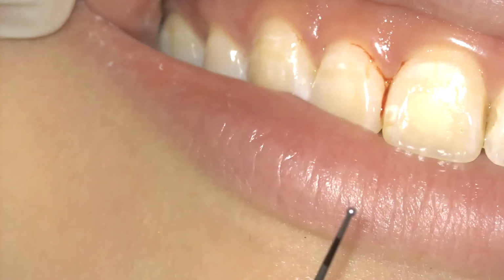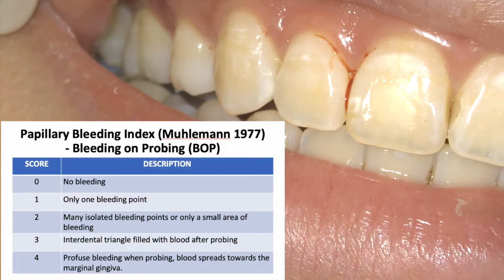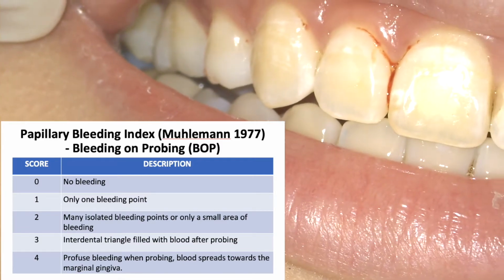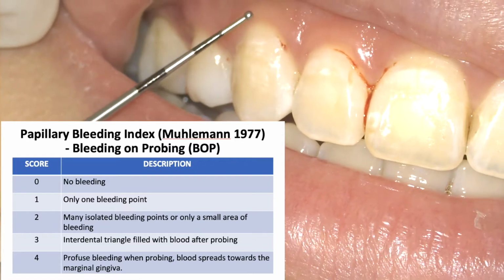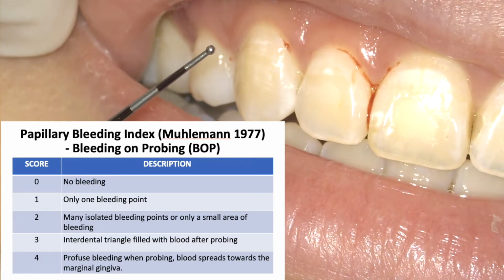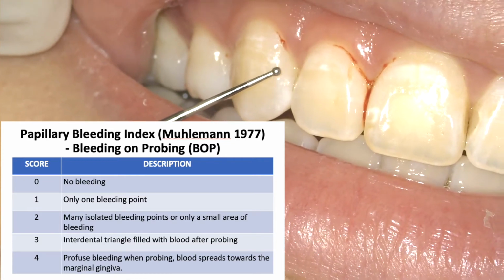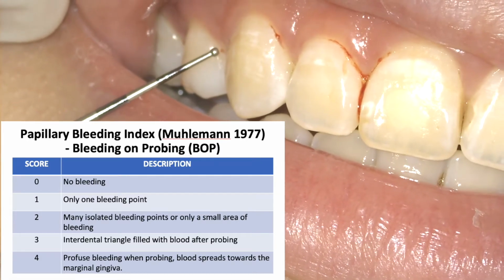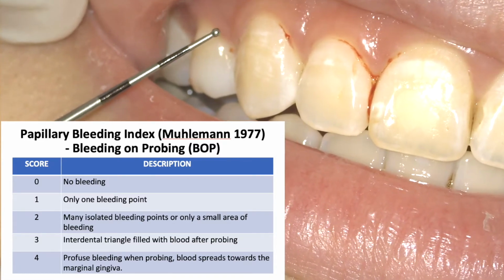and you score as per the scoring criteria. 0 means absolutely no bleeding. 1 is only one isolated bleeding point present. 2 is many isolated bleeding points or a line of bleeding; here, an entire line of bleeding on the gingival margin can be present. The interdental triangle could be this embrasure space. If it is completely filled up with blood, it is score 3. And if there is profuse bleeding upon probing, and even the blood from the marginal gingiva spreads from the interdental embrasure space over the entire marginal gingiva, that could be a score of 4.